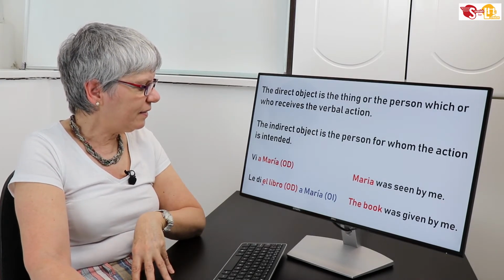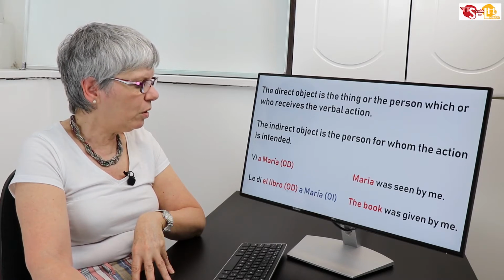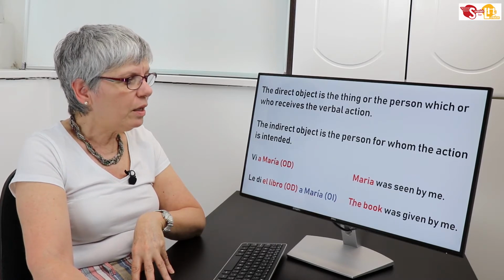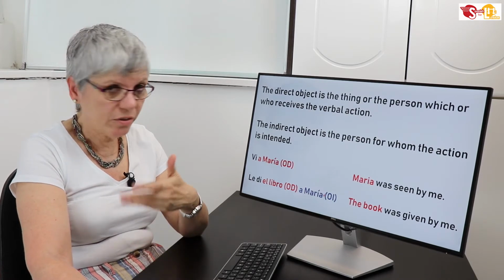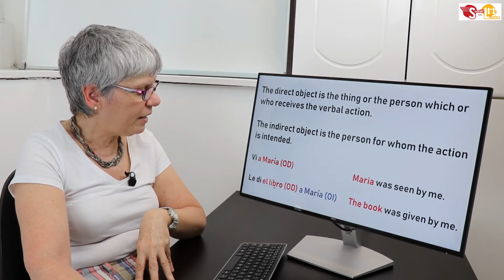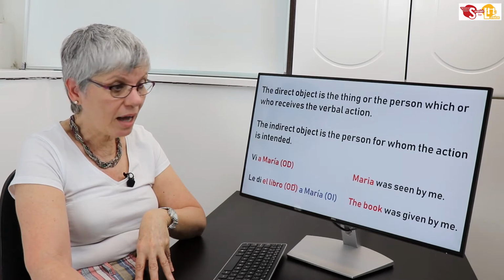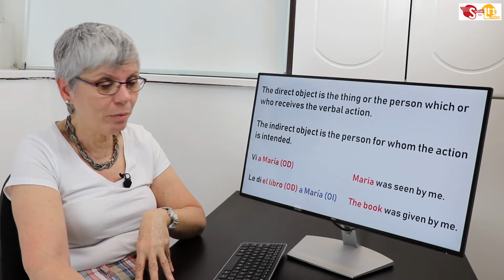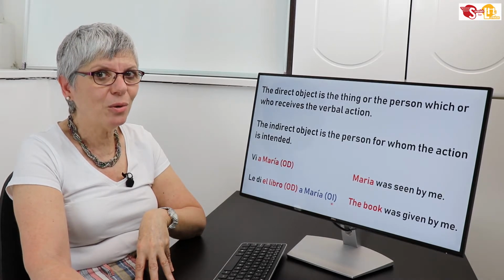But in the sentence, le di el libro a María, I gave the book to Mary. Now the book was given by me to a person, in this case Mary. So what did I give? The book. This is the direct object. And to whom did I give the book? To Mary. This is the indirect object.